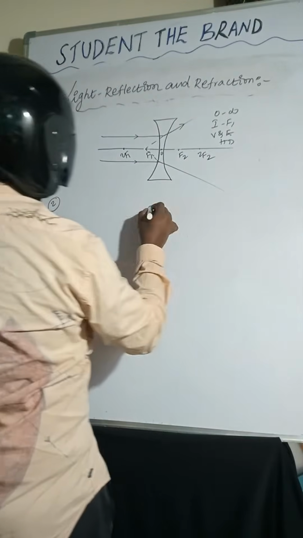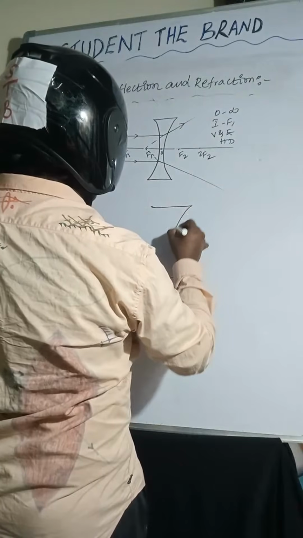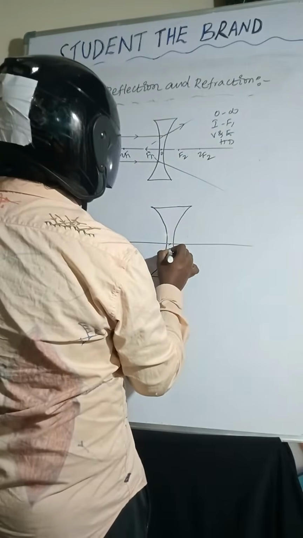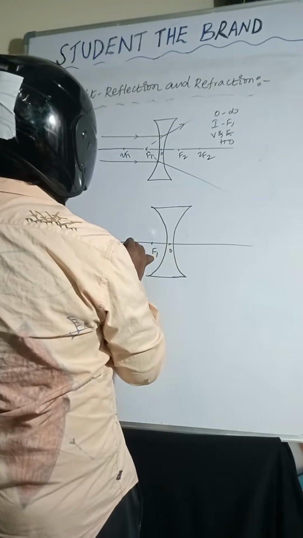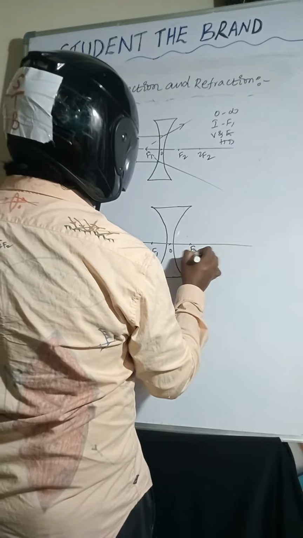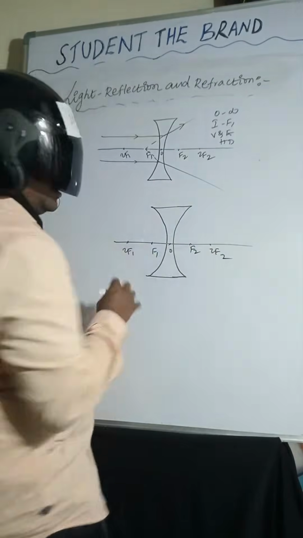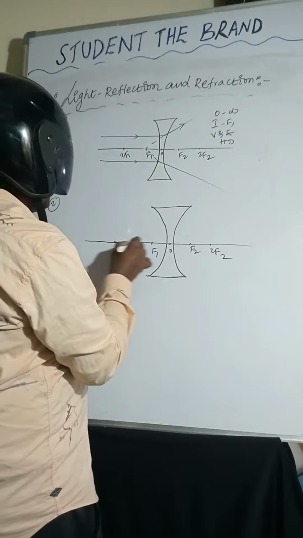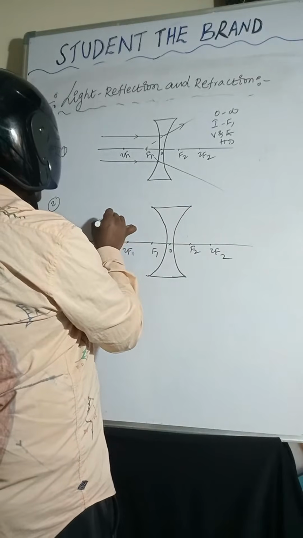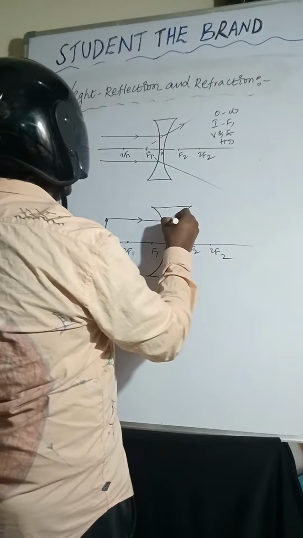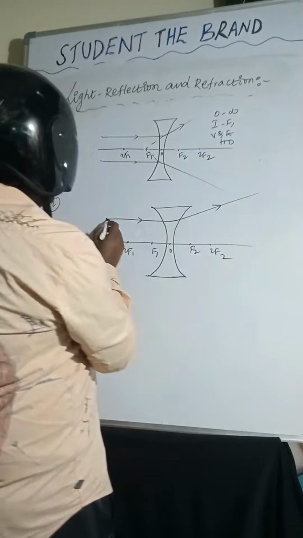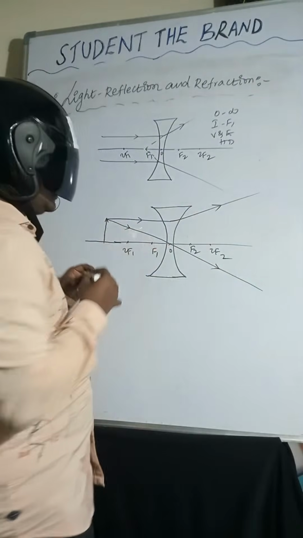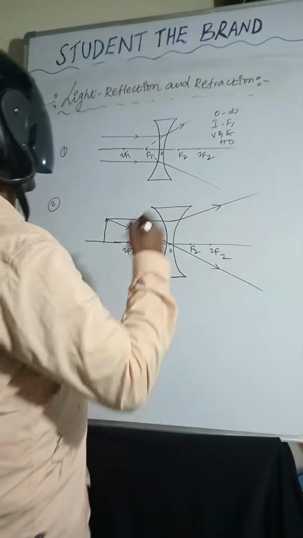Coming to the second one. Optic center, F1 to F1, F2 to F2. Object is placed anywhere between optic center and infinity. One light ray I am taking like this, it reflects back. Another light ray passes through optic center. So here, if you extend these light rays, those light rays will meet.